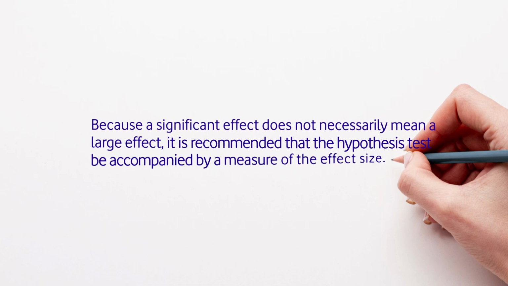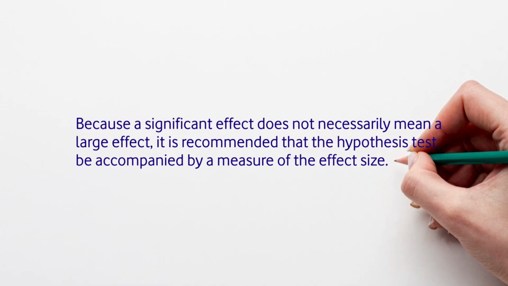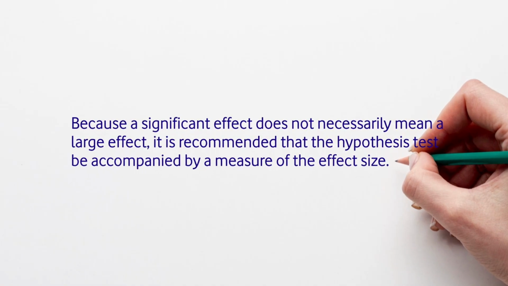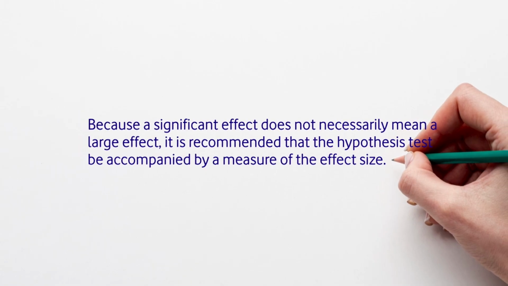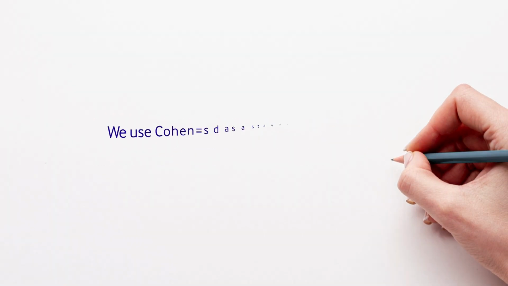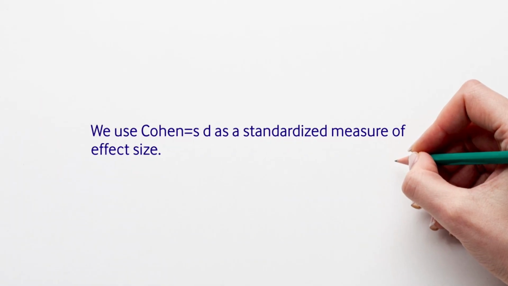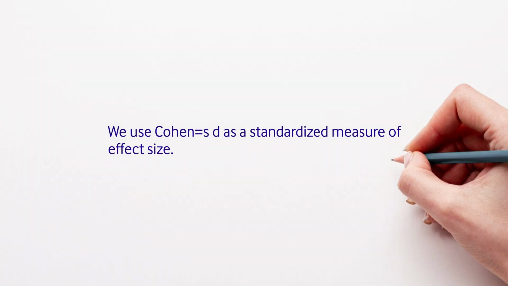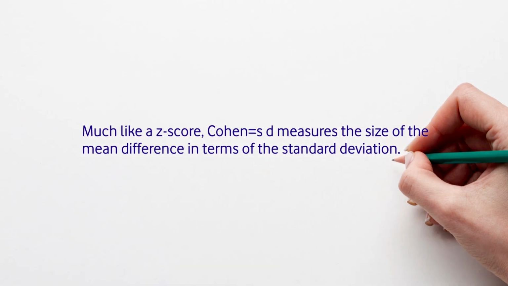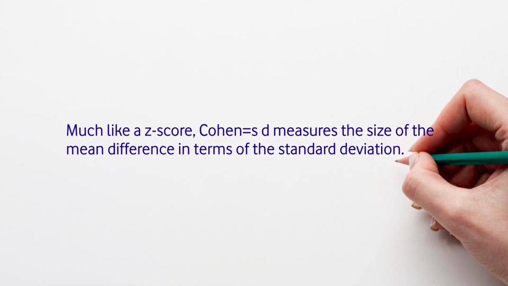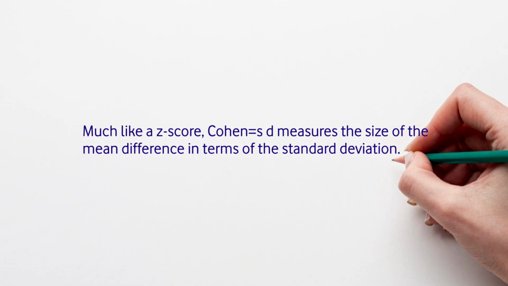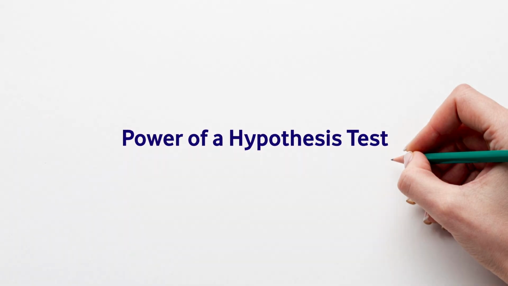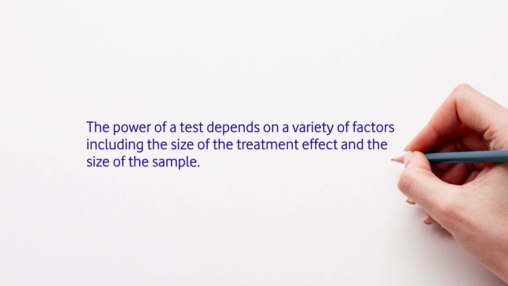So, measuring effect size. Because a significant effect does not necessarily mean a large effect, it is recommended that the hypothesis test be accompanied by a measure of the effect size, and we are going to use Cohen's d, that is standard deviation, as a standardized measure of effect size. Much like a z-score, Cohen's d measures the size of the mean difference in terms of the standard deviation.